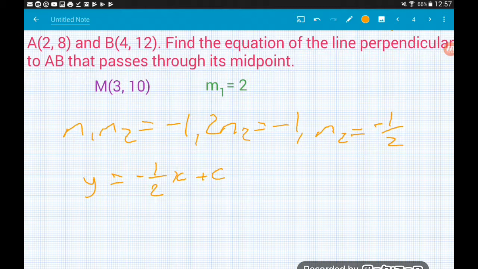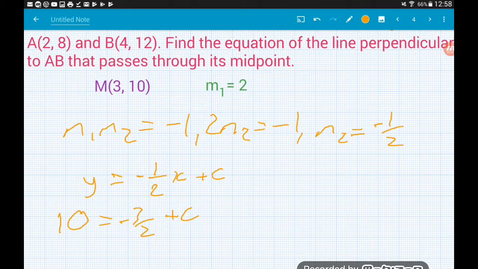So remember, the line is passing through the midpoint of AB. Now the midpoint coordinates were 3, 10. So when x is 3, y is equal to 10. If we substitute that into y = -1/2 x + c, then we're going to get 10 is equal to, now -1/2 times 3 is -3/2, plus c.